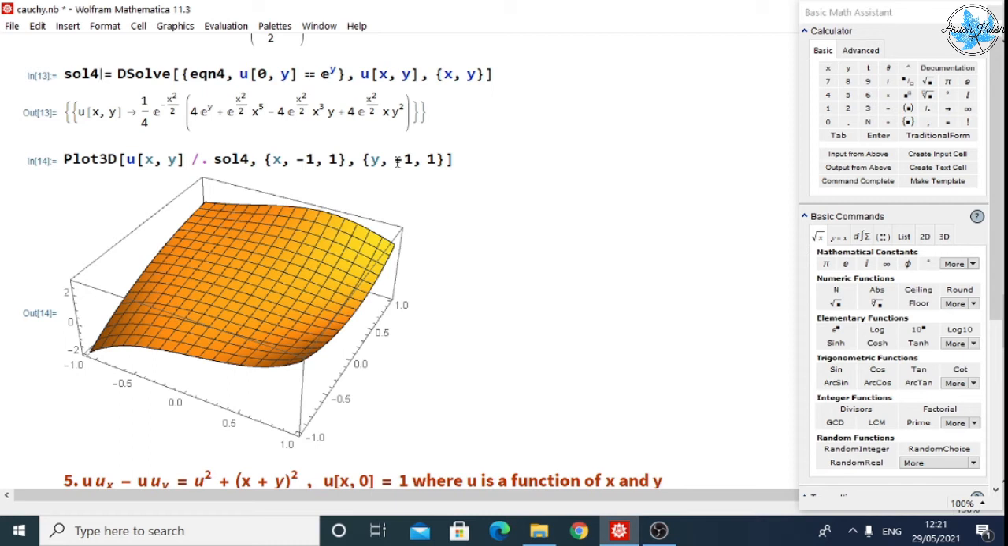So you can see the graph here. So just write down these equations in your Mathematica and try to solve this equation.